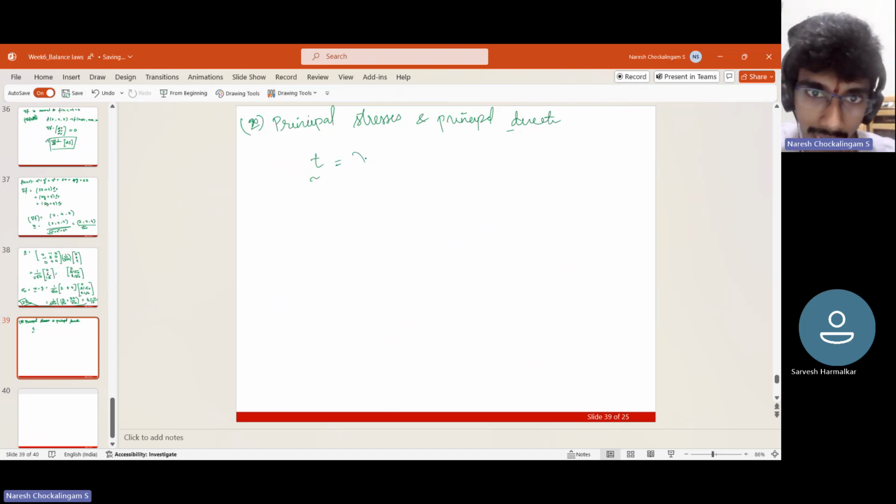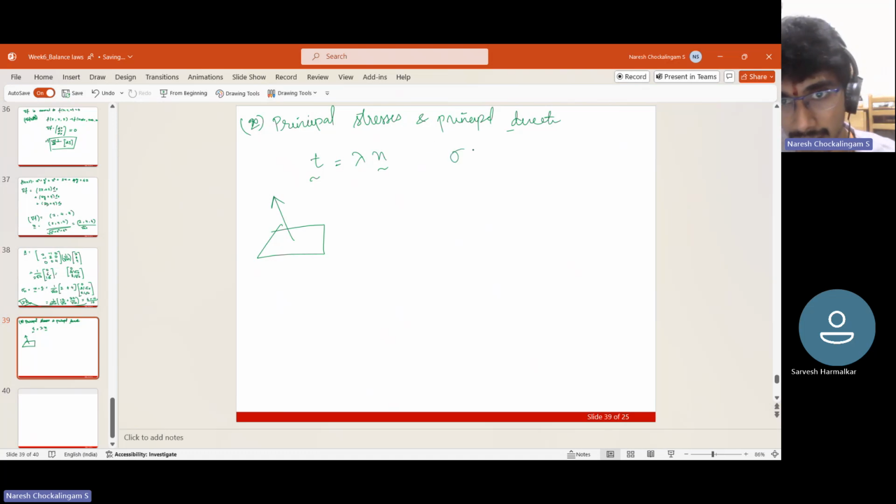So traction is equal to some lambda n. There exists a plane on which the traction is only normal. There are no shear stresses. That is how you define a principal plane. And on this plane, the traction is just normal to the plane, which means the traction is just proportional to the normal. But what is traction itself? It is sigma n. This is equal to lambda n.